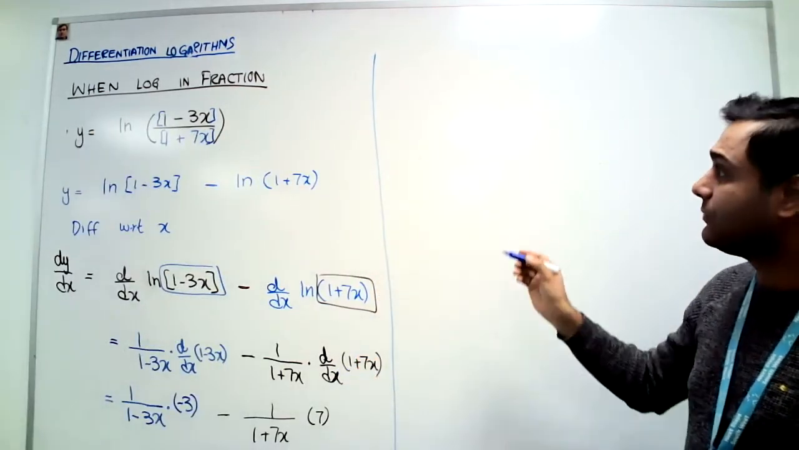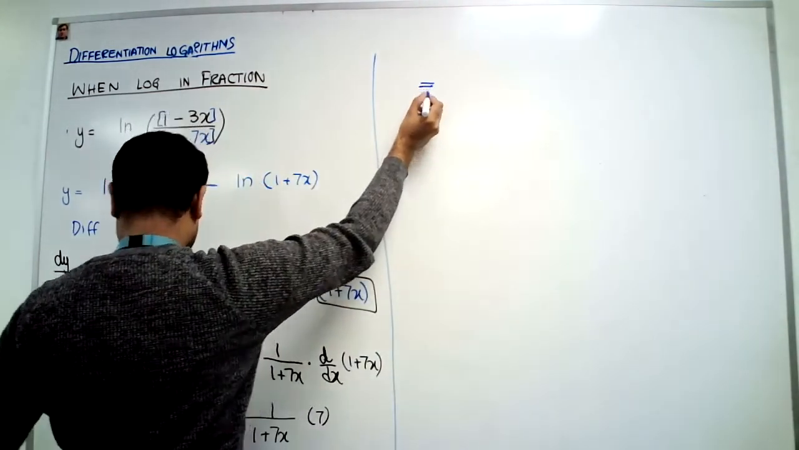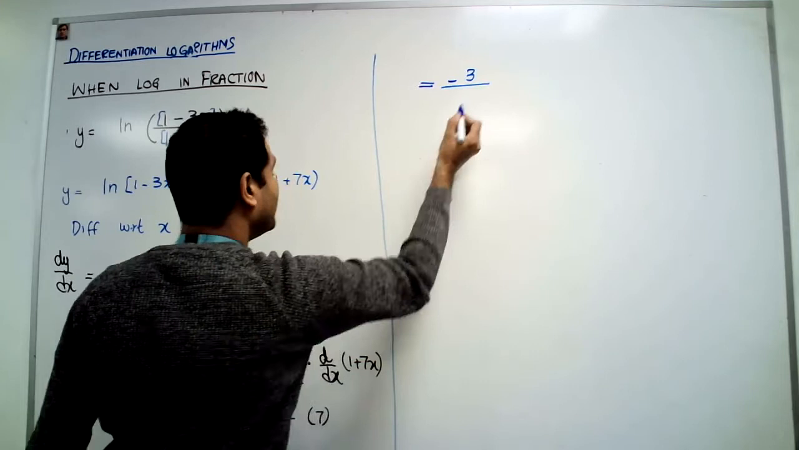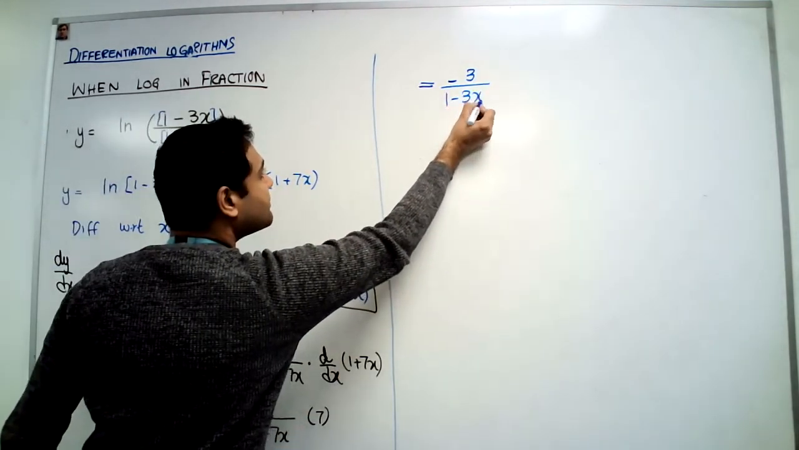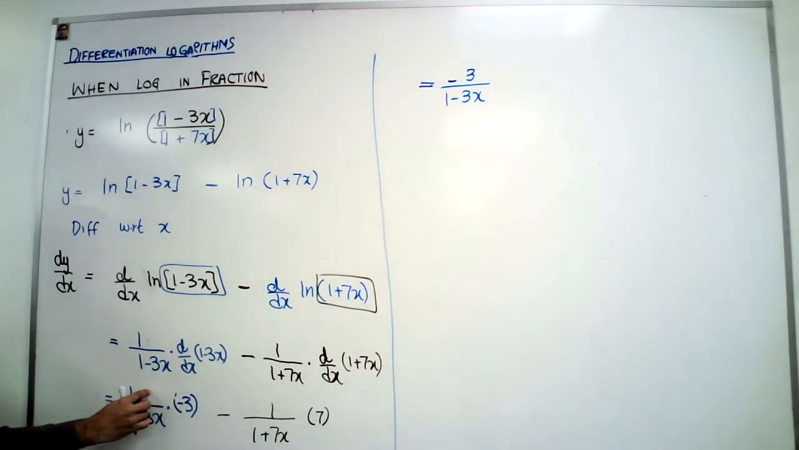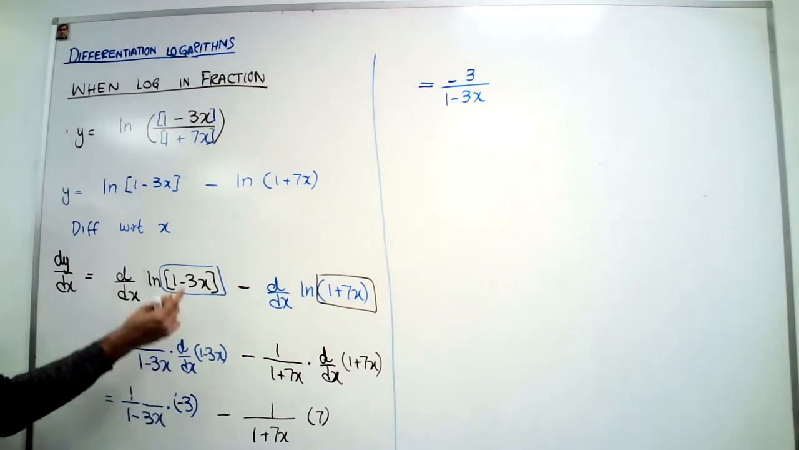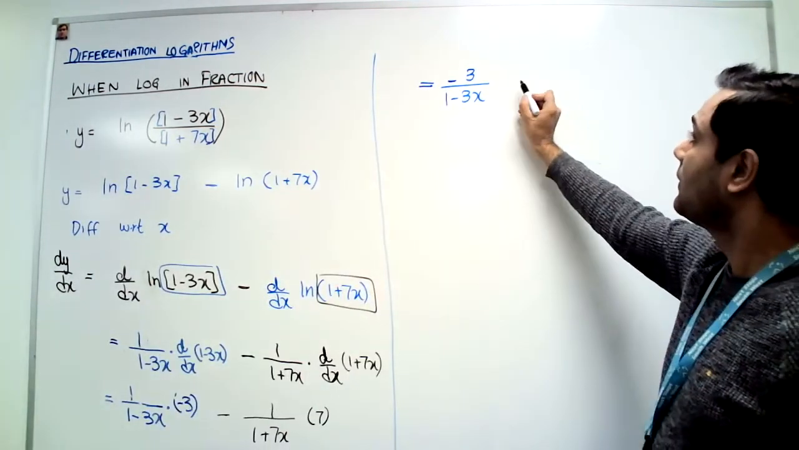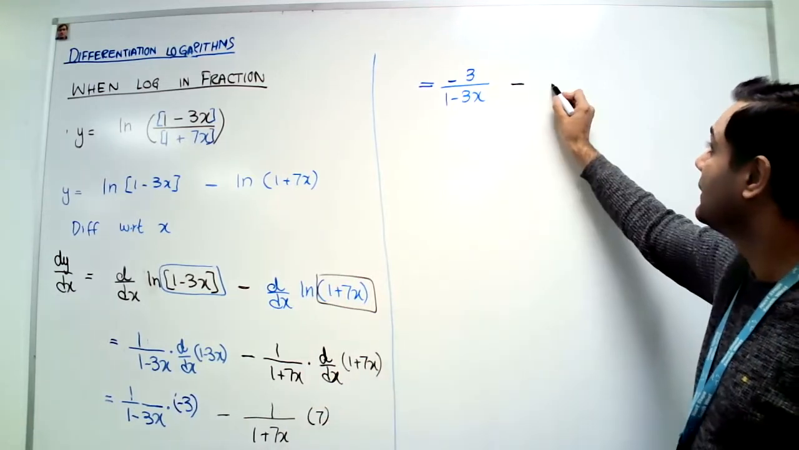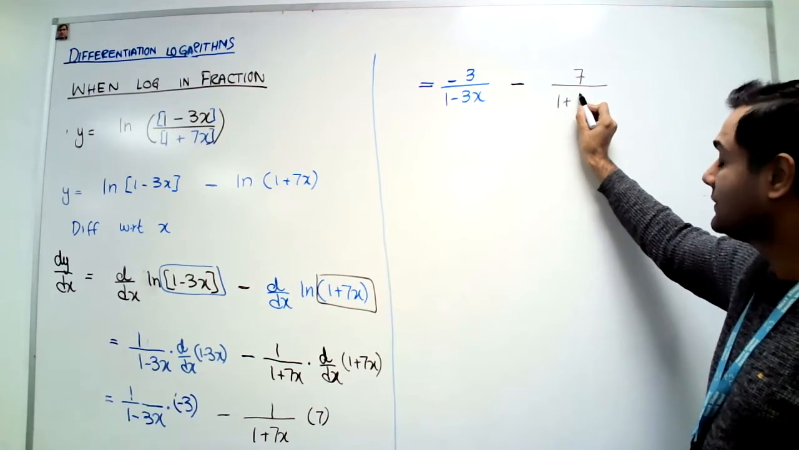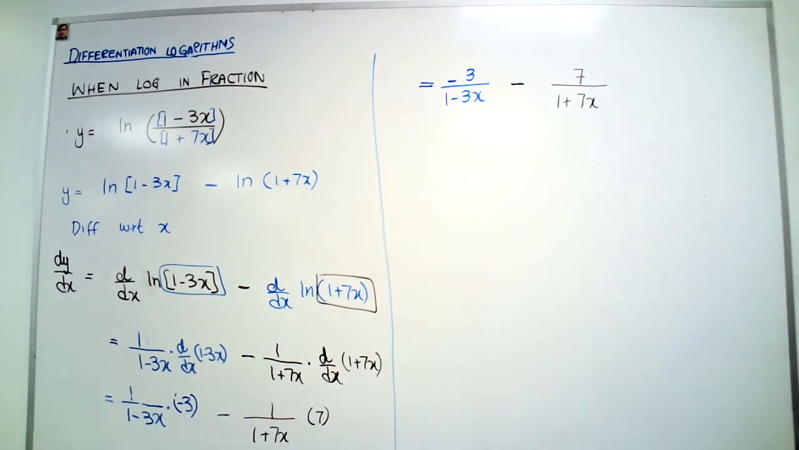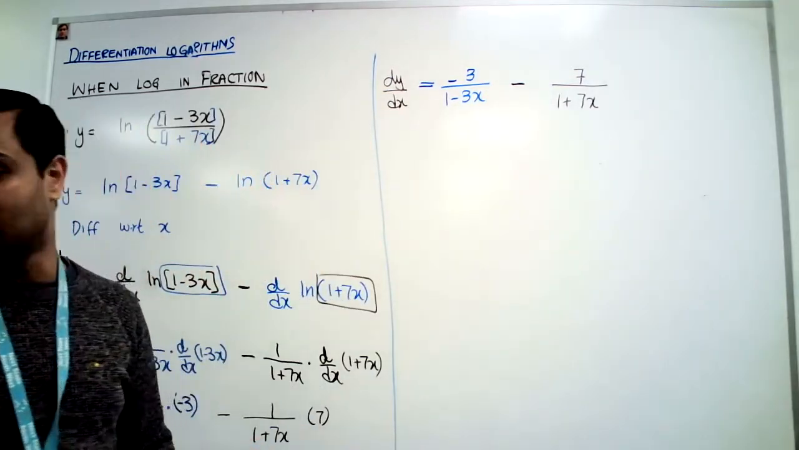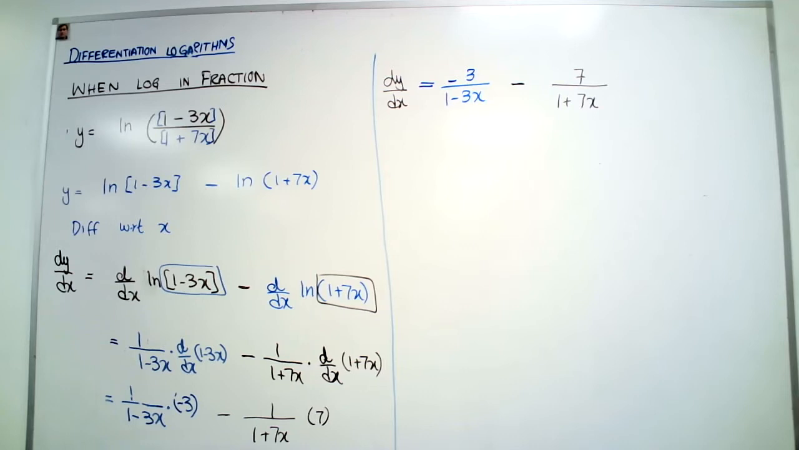Now, let's simplify that one. So that will become 1 times minus 3, which is minus 3, over 1 minus 3x. They're not subtracting, they are multiplying. You can see the bracket. 1 times minus 3 is minus 3, and that thing as it is. This minus remains here. 1 times 7 is just 7, over 1 plus 7x. So you can write that bit as it is, or you can simplify it further into one fraction.